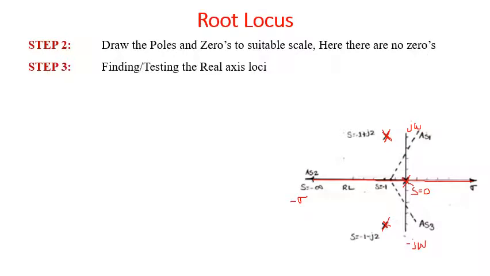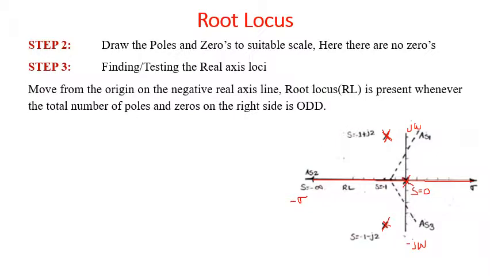Step 3, finding or testing the real axis loci. So move from the origin, that is on the negative real axis, means from here check whether there are poles and zeros on the right side of this plane, that is the S plane. If there is nothing, means there is 0, which is an even number, so it will not have any root locus line. Okay, so here you write it as NRL, non-root locus line.